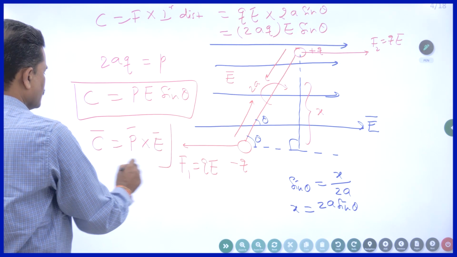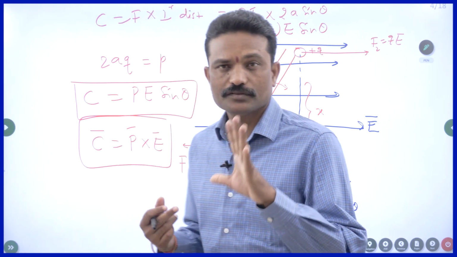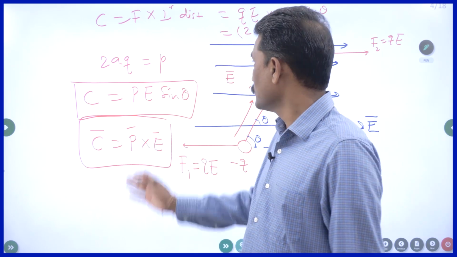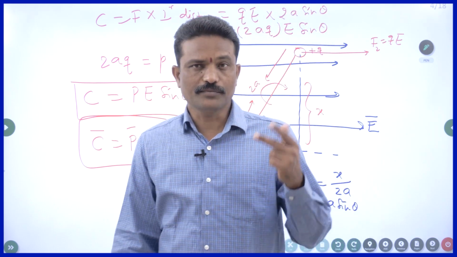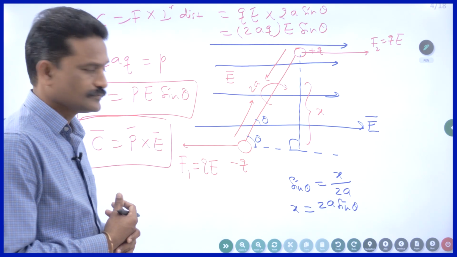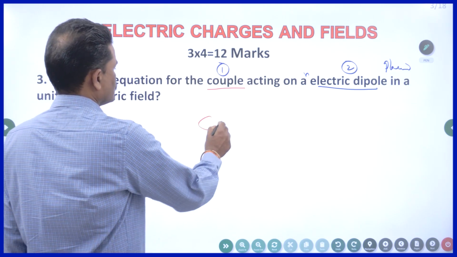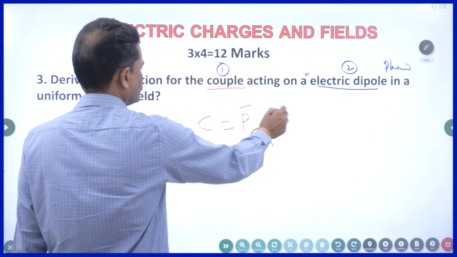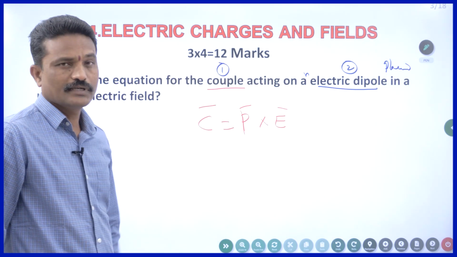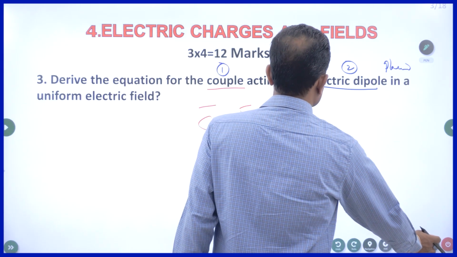If you write this much, that is enough to score 4 marks. Very simple. So you should know couple. You should be in a position to draw the diagram. Then you should derive 1 or 2 steps. Then you will be arriving at the final result. So is this clear? So question is this, and the answer is C is equal to P cross E. This is small p. P stands for dipole moment of the electric dipole. E stands for the intensity of the electric field. Is this clear? Right. Let us go to the next question.